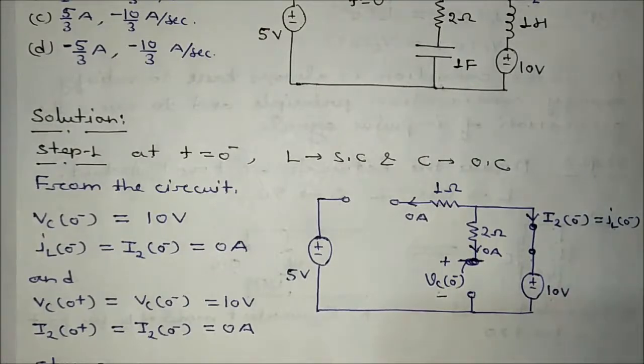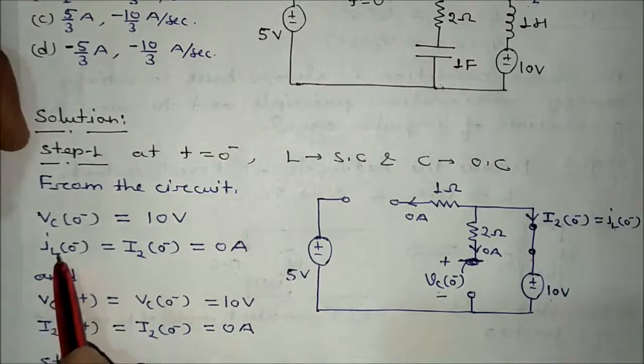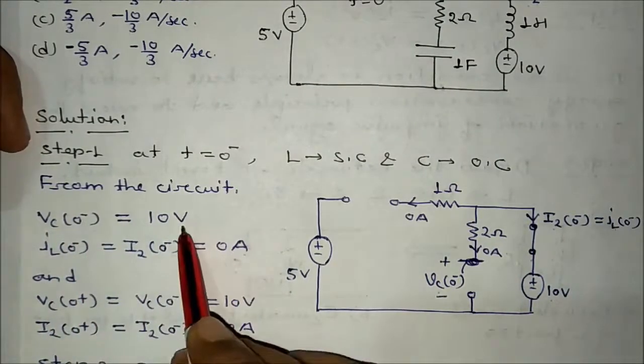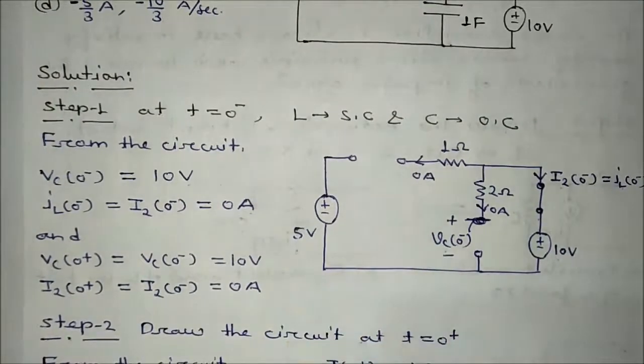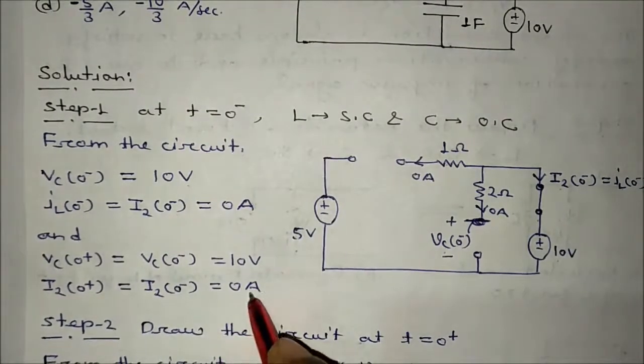So I2 0 minus, or you can say this is the inductor current, IL 0 minus, I2 0 minus, is equal to 0 ampere. VC 0 minus, you have got 10 volt. And we know that Vc 0 plus and Vc 0 minus will be the same, so that is equal to 10 volt. And I2 0 plus or I2 0 minus, or you can say IL 0 minus and IL 0 plus, will be the same, equal to 0 ampere.